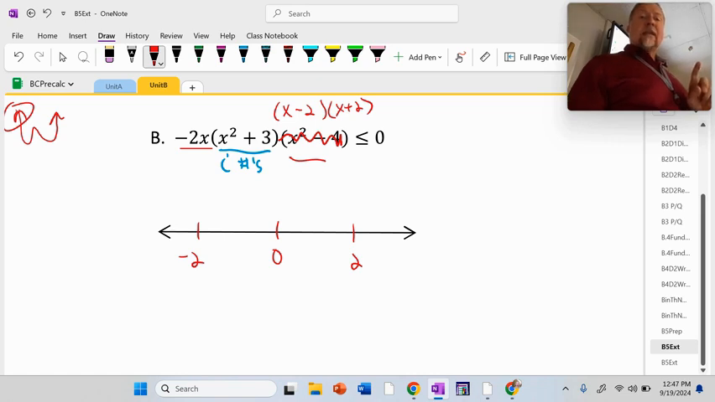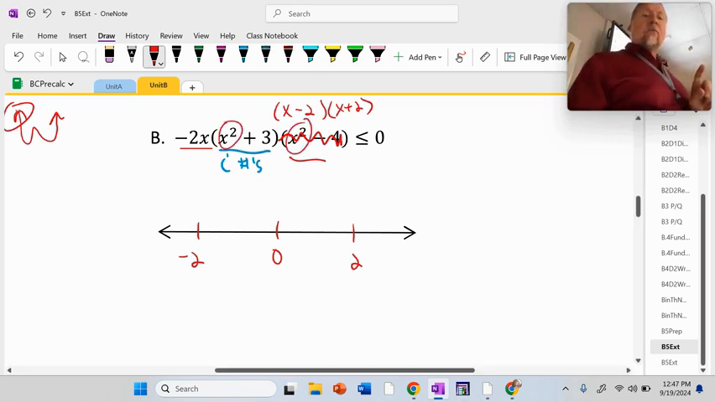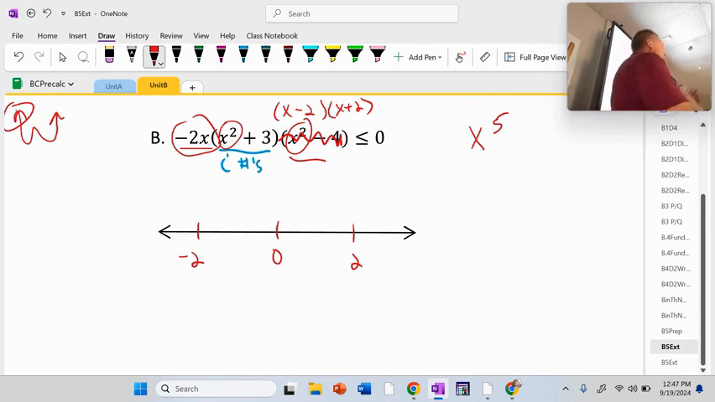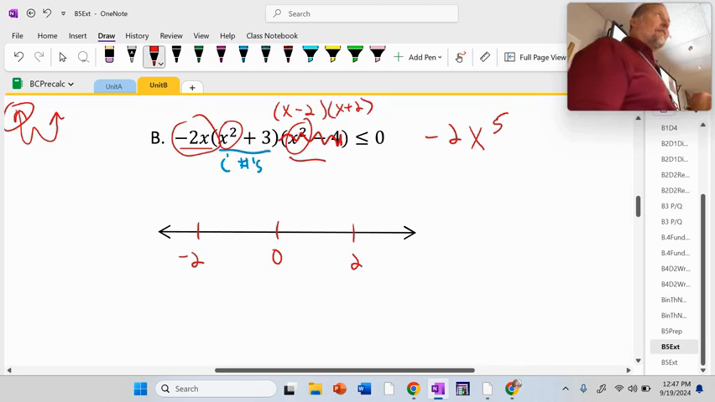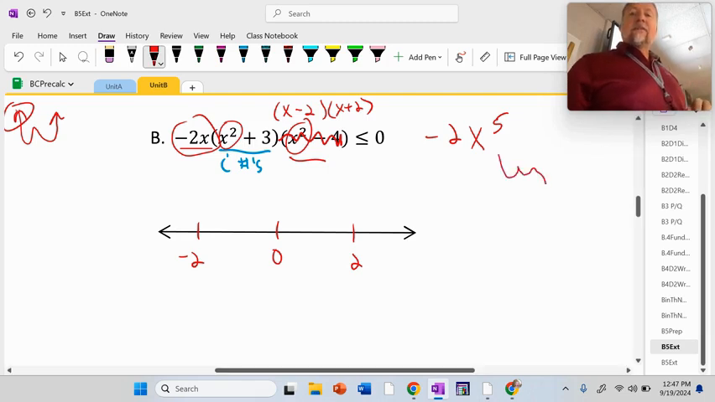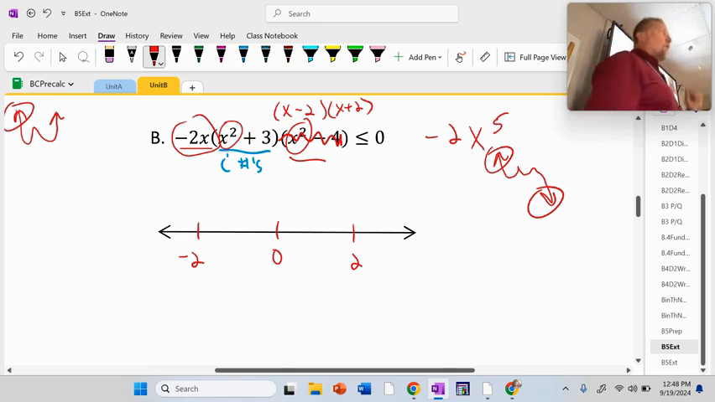So wait a minute, I almost went out of order here. What is this if I multiply it out? X to the what? 5th. And then what's the leading coefficient specifically? Are you paying attention over there? No, you're not. Okay, what's the leading degree? What's the leading term? Negative 2. Okay, so now this is supposed to look like this. Like that. Okay, so I'm supposed to know that.